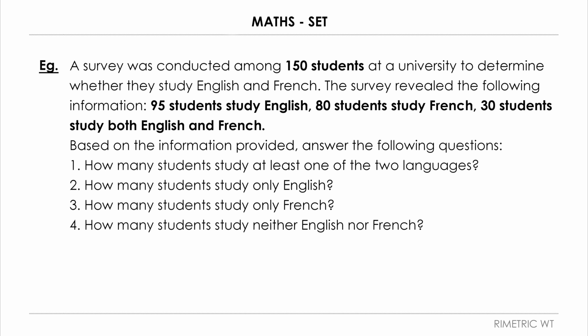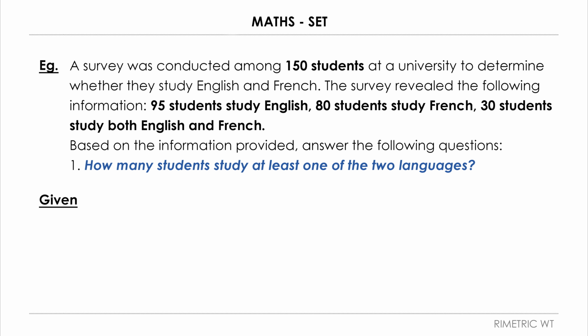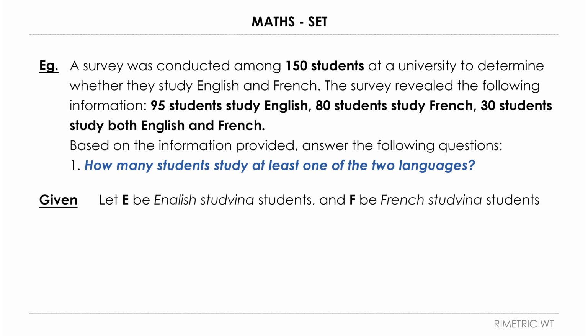First, let's extract our givens in a set expression. Before doing that, let's say E for students who study English and F for students who study French. Then, the cardinality of English studying students is 95, and for French studying students is 80. For students who study both, we express them as the cardinality of E intersection F, which is 30, and 150 will be the cardinality of our universal set.